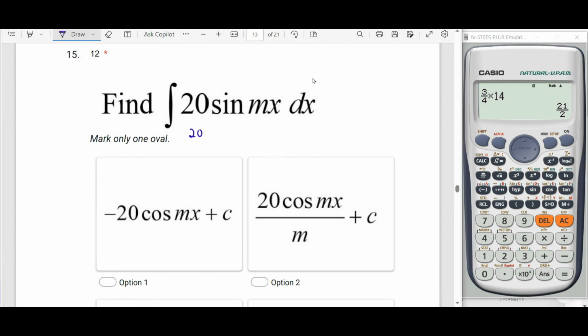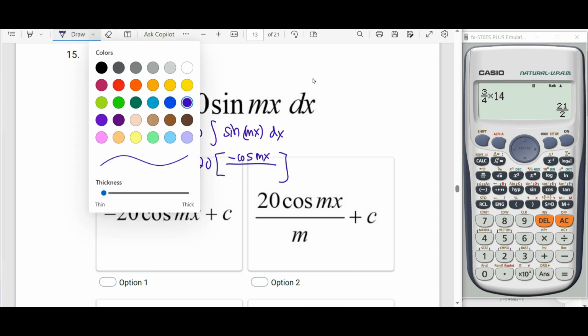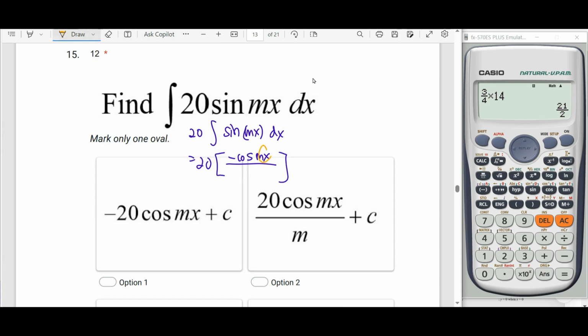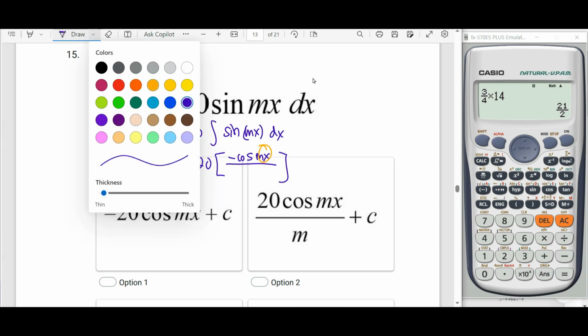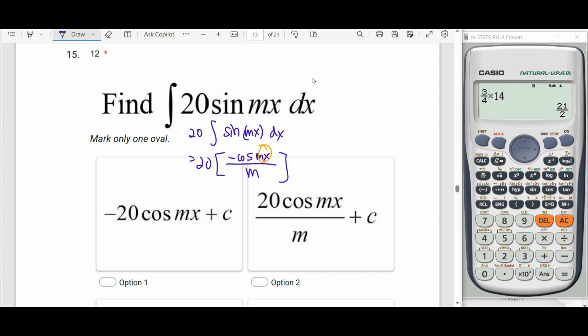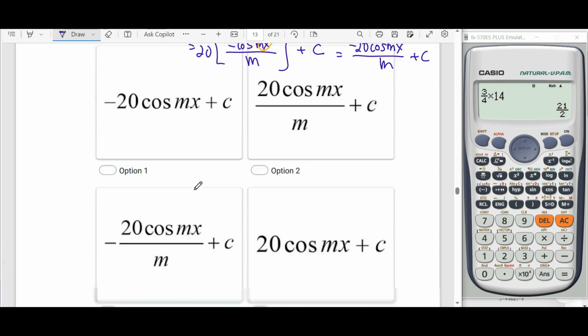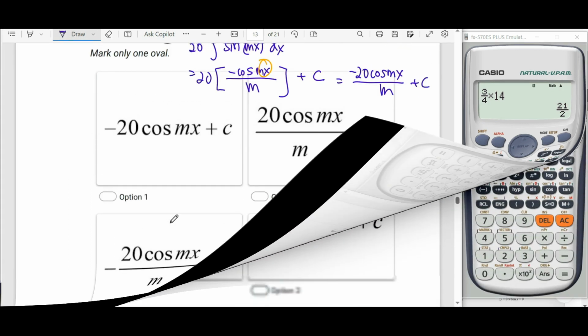To integrate, so 20, we factorize out. We integrate sine with the angle mx. So to integrate sine, we'll get negative cos mx. Don't forget, divide by its angle here. The angle here is mx, means you need to divide by m, then plus c. So simplify, we get negative 20 cos mx over m plus c. So this is our answer.